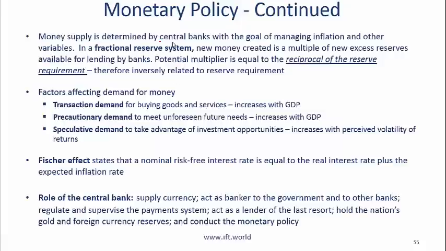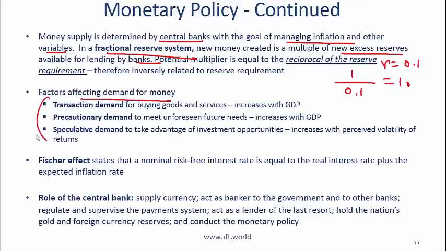Money supply is determined by central banks with the goal of managing inflation and other variables. In a fractional reserve system, new money created is a multiple of new excess reserves available for lending by banks. The potential multiplier is equal to the reciprocal of the reserve requirement. So if the reserve requirement is 10% or 0.1, then the potential multiplier is 1 over 0.1, which is equal to 10.